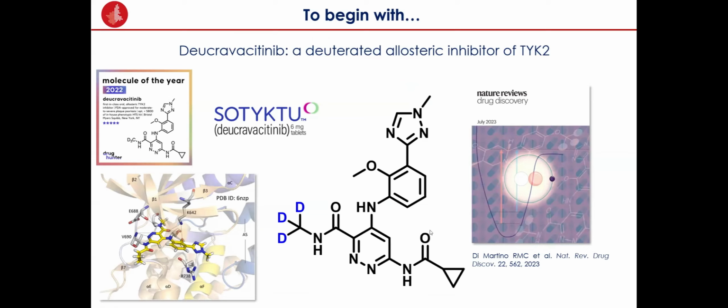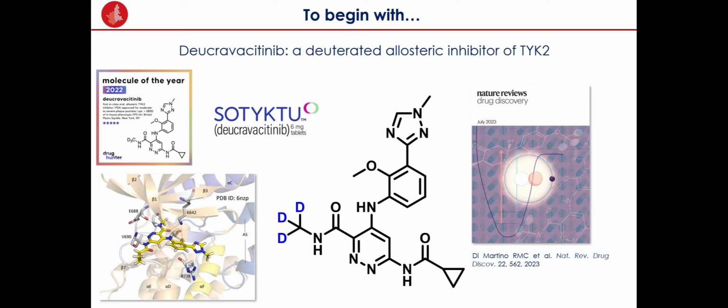This molecule is eucravacitinib and was approved by EMA, at least in Europe, for the treatment of psoriasis last year. This molecule is thought to become a game changer in the treatment of autoimmune disorders. And this is due to two peculiar properties that eucravacitinib has. The first property is that it's an allosteric inhibitor, so that's why I'm talking about this molecule now. And it is very specific for one kinase, TYK2, which belongs to the JAK family. And this specificity is due to the fact that it binds to an allosteric site, which is represented here.